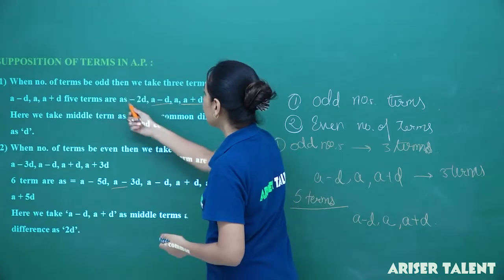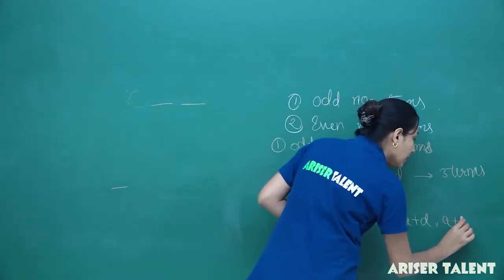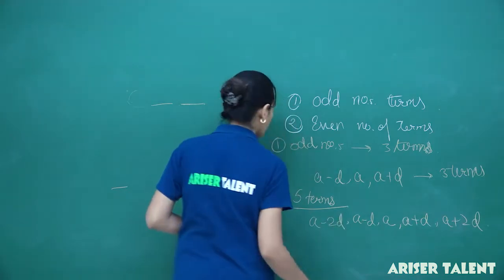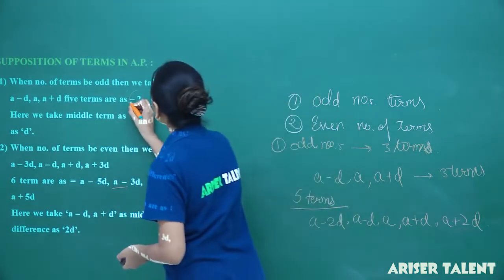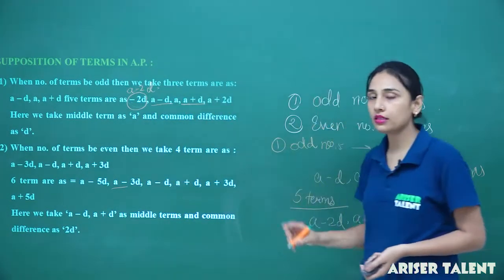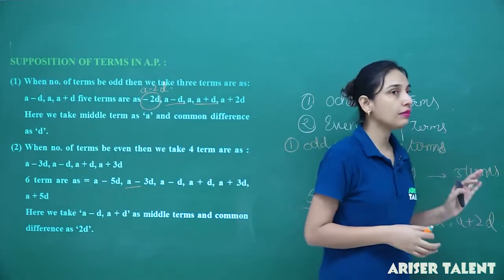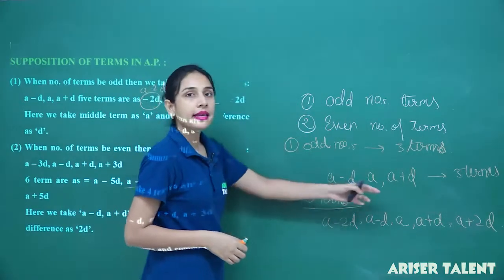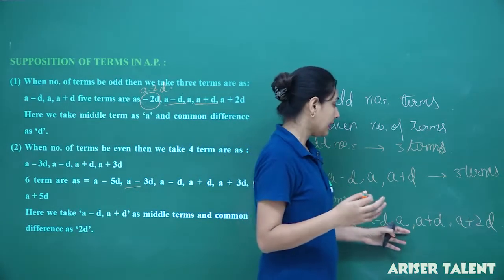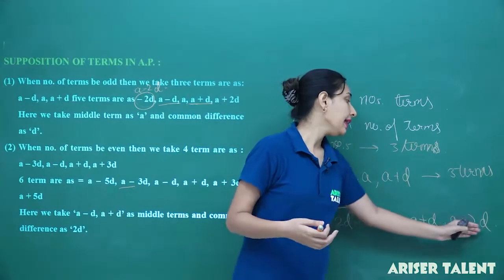Now this side, don't confuse with it. I am writing it here. That will be A plus 2D and here it will be A minus 2D. So there is a correction in the slide. So you are having 5 terms. If you are having 3 terms, you will be assuming A minus D, A, A plus D. If you are having 5 terms to suppose, let the terms be A minus 2D, A minus D, A, A plus D, A plus 2D.